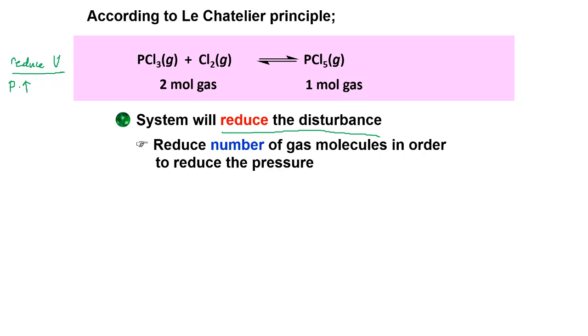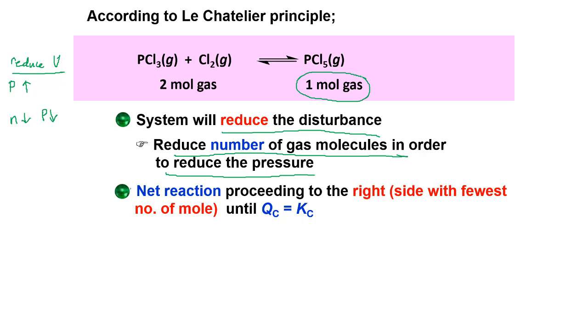Dia akan reduce the disturbance dengan mengurangkan pressure ni tadi. Maksudnya pressure yang bertambah ni kena dikurangkan. Jadi macam mana nak kurangkan pressure? Dia relate dengan mole. Okay, kalau mole berkurang, pressure juga akan berkurang. Jadi, the system will reduce the disturbance by reducing the number of gas molecules in order to reduce the pressure. Okay. Jadinya sekarang kalau kita lihat di sini, side reactants total 2 mole, side product total 1 mole. Jadi sekarang mole yang sikit goes to product punya side. Okay. So now, that reaction proceeding to the right.